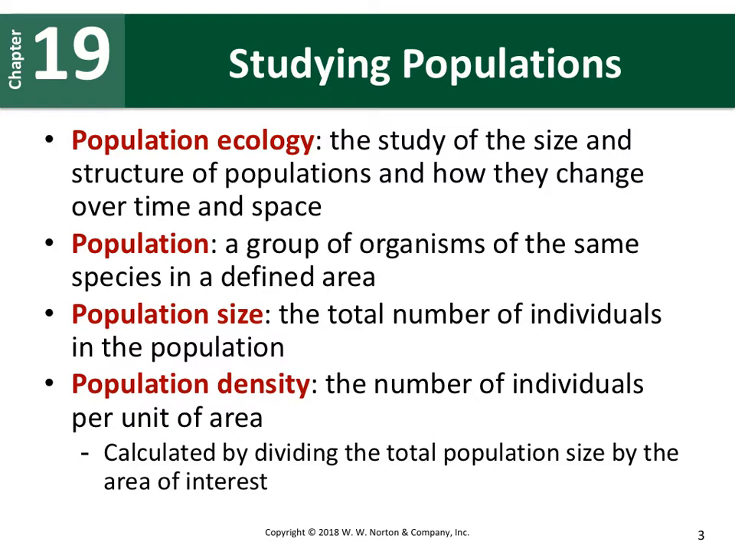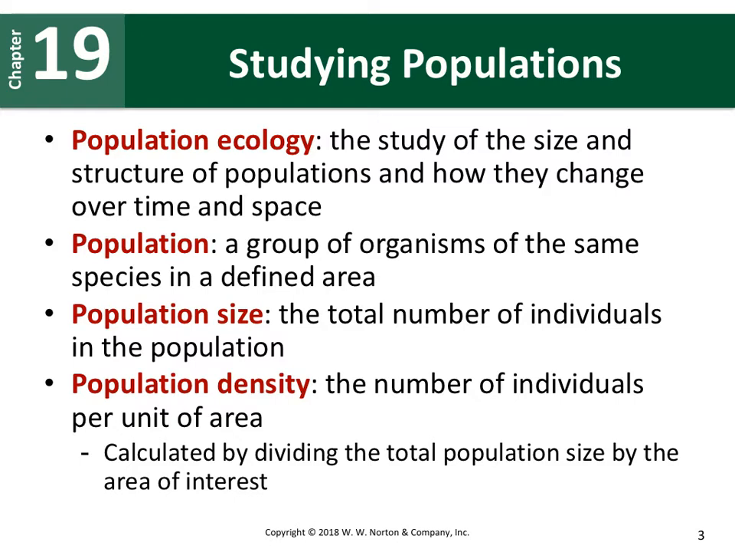Population ecology is basically the study of the size and structure of populations and how they change over time and space. Some populations are stable, some grow really fast, especially things like bacteria. Other populations grow much more slowly, and then there are long-term trends as well.